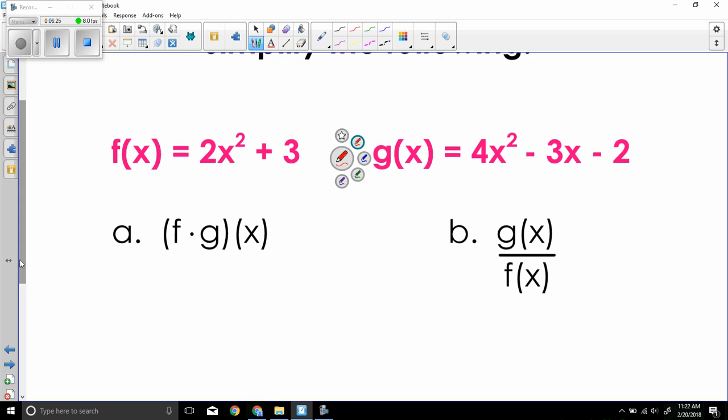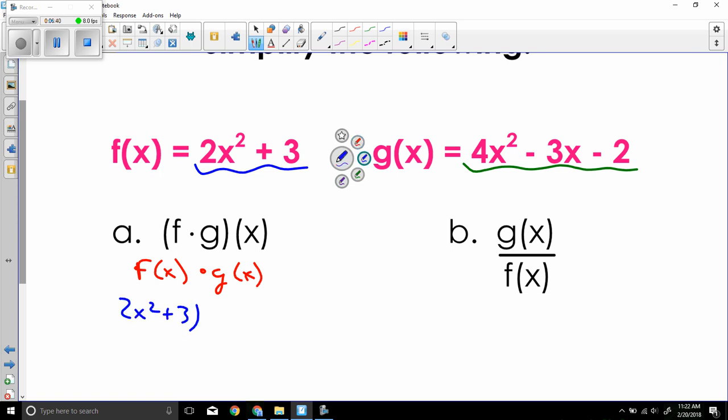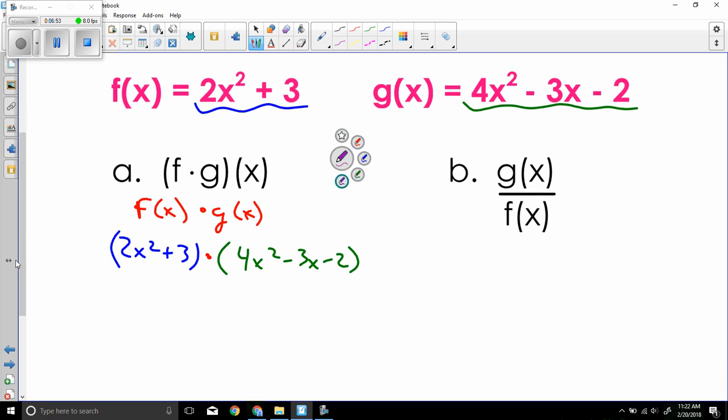Continuing here with our process, if I keep this color coding going, I have f of x times g of x here. Well, f of x is 2x squared plus 3 times my g of x, which is 4x squared minus 3x minus 2. We've seen this many times. We will distribute. We should get 8x to the 4th minus 6x to the 3rd.